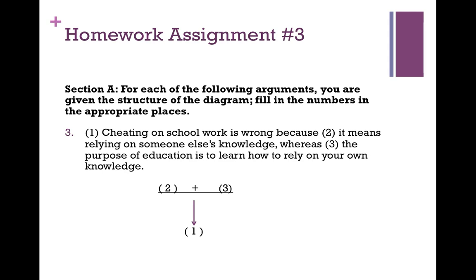2 plus 3, down arrow 1. And again, we put the plus here to indicate that these premises are working together and that one of them by itself couldn't establish the conclusion. If they were independent, that would mean that independently of one another, they would offer some support for the conclusion. But it's not the case in this particular argument.